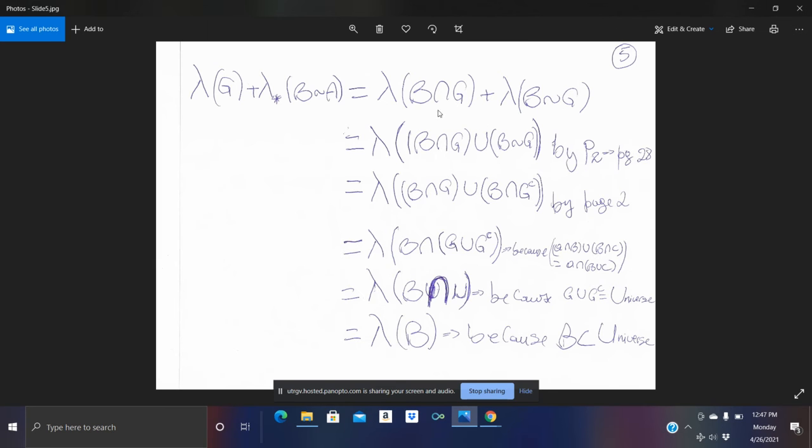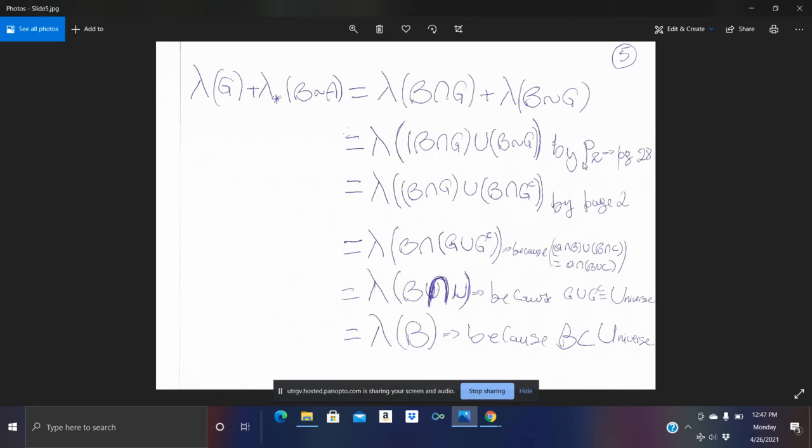And since B minus G and B intersection G are disjoint, we will be able to apply property P2 on page 28. If these two sets are disjoint, we can take the union instead of writing the Lebesgue measure of B minus G plus the Lebesgue measure of B intersection G. So we just write them as a union of these two sets, because their intersection is actually empty.